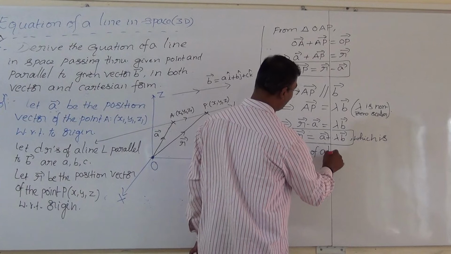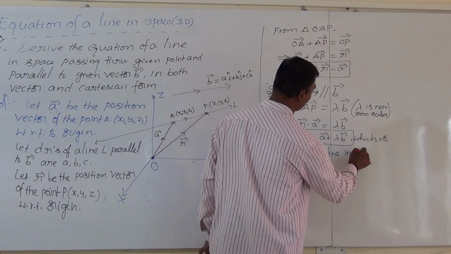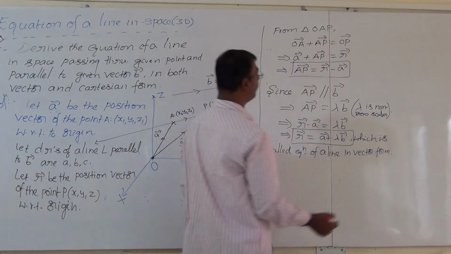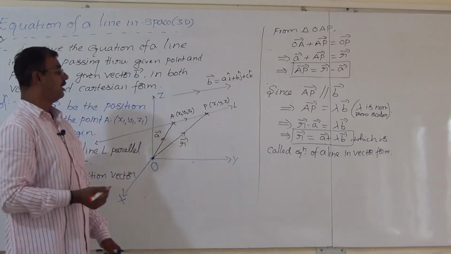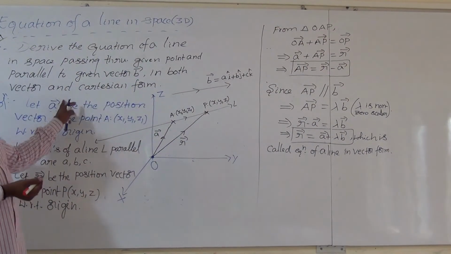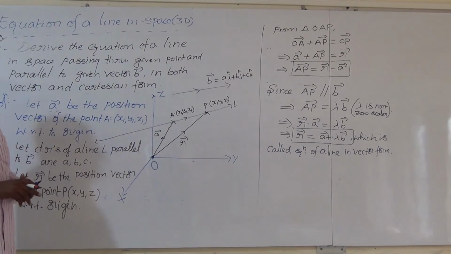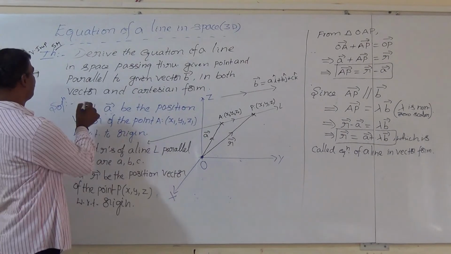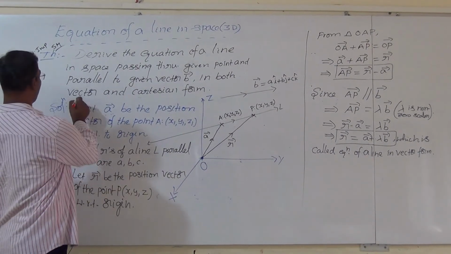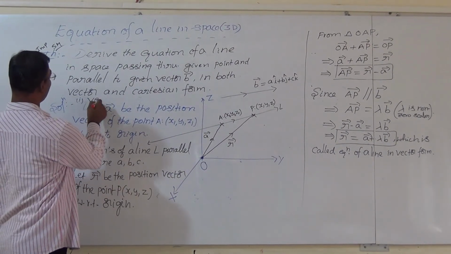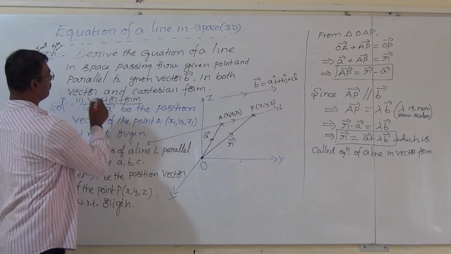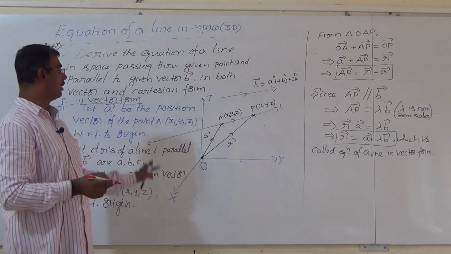Equation of a line in vector form. So what is the equation of a line in vector form? R bar is equal to A vector plus lambda times B vector. So keep in your mind, this is vector form. So we proved the first one, vector form is over.